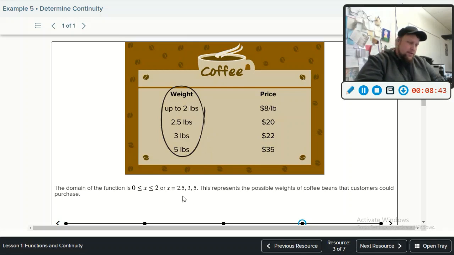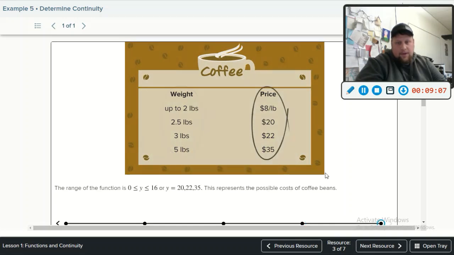So we know it's neither discrete nor continuous, and we see the domain right here of x being in between 0 and 2 pounds, or x is 2.5, 3, and 5. And now let's talk about the range. The range is right here. Now notice, you would think, wouldn't y be between 0 and 8? No, because 2 times 8 is what? $16. So the range of y is going to be between 0 and $16. But then what else can y be? Or y can be $20, could be $22, or it could be $35. All right?